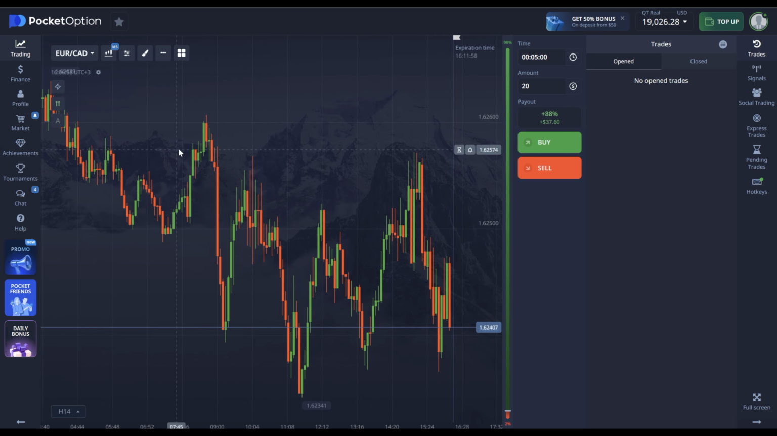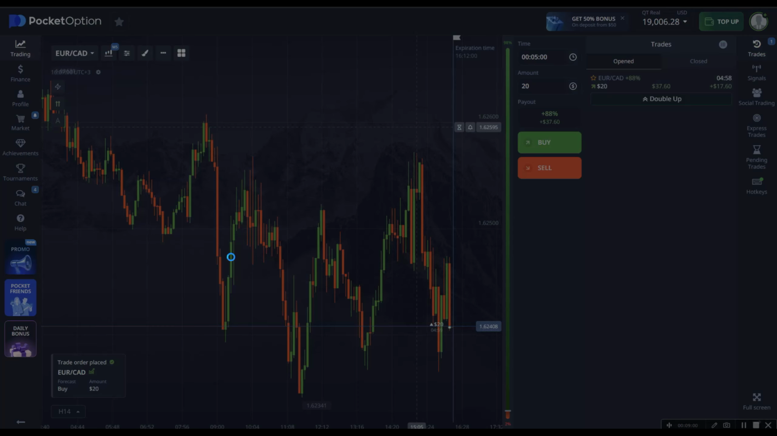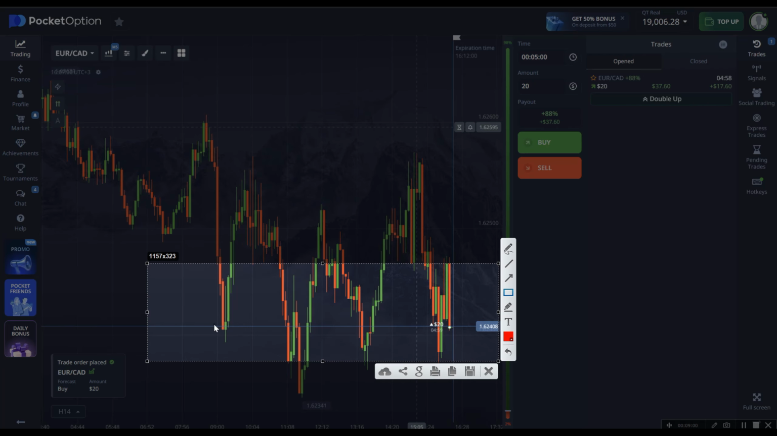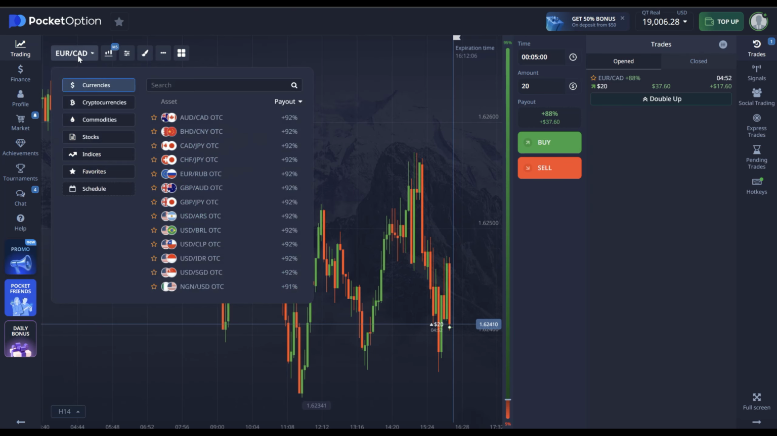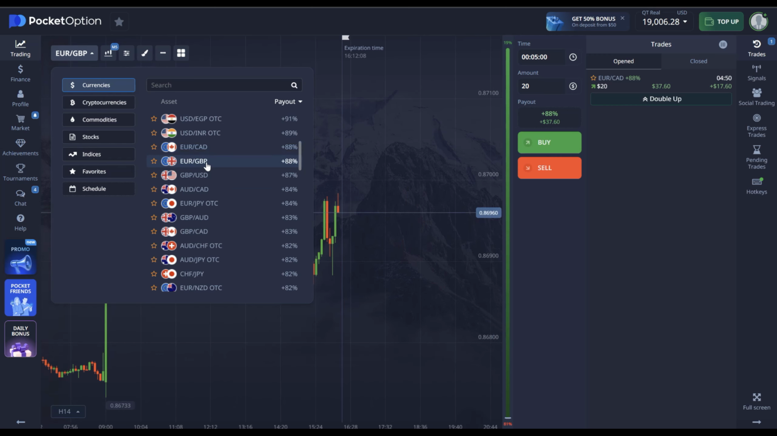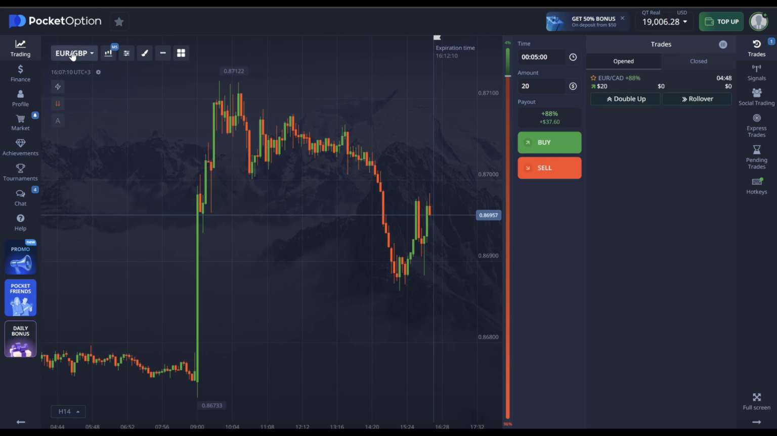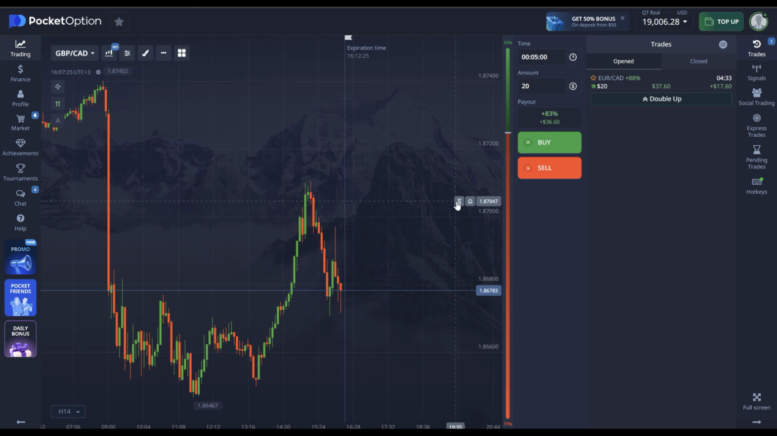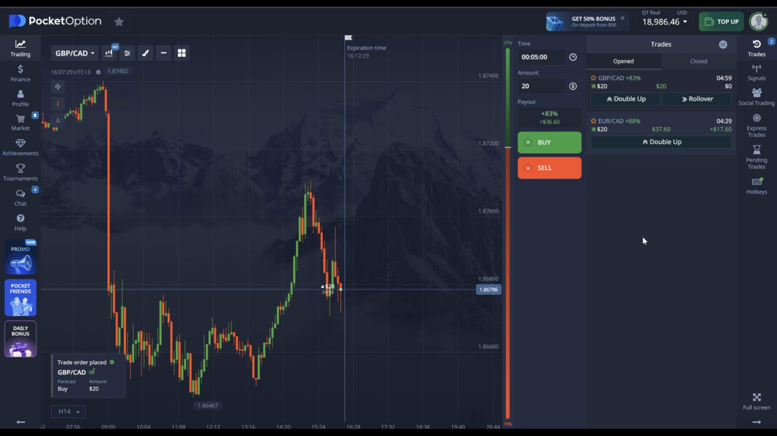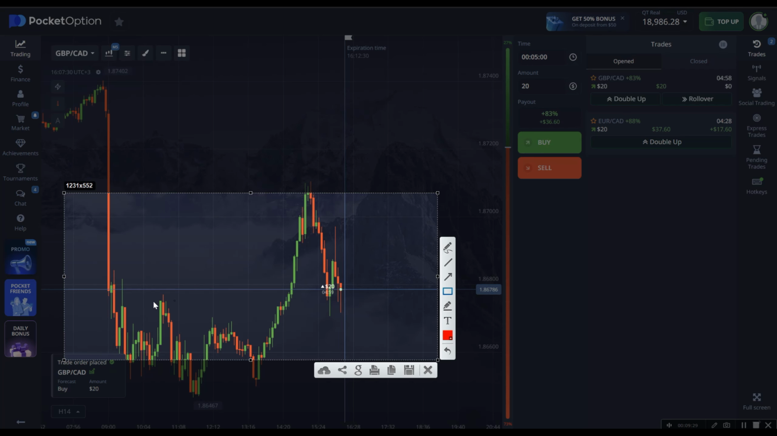Not very good. We'll open a buy position on the Euro-Canadian pair from the support zone right here. There's a high probability that the price will reverse. The British Pound Canadian dollar pair will also be opened for a buy. There's a zone of support in this case.